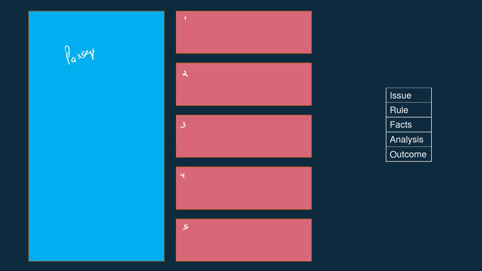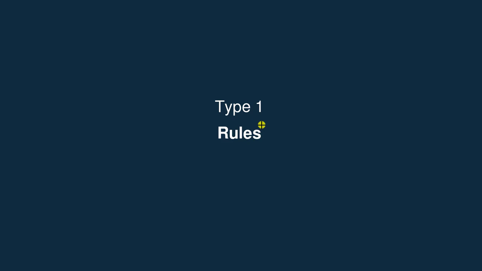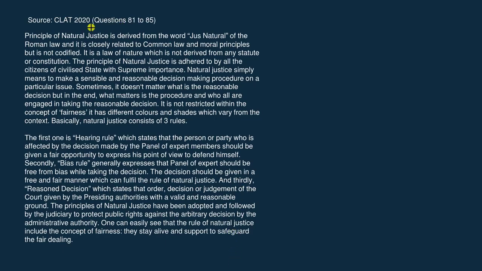Let's look at the 3 different types of passages, ladies and gentlemen. Let's start with the first one, where the passage gives you rules. This is something that we normally find in the legal reasoning passages. If you look at the CLAT 2020 paper or all the sample papers that they released last year, you will find the passage is the place where they give the rules. And here is one such passage from CLAT 2020, questions 81 to 85.